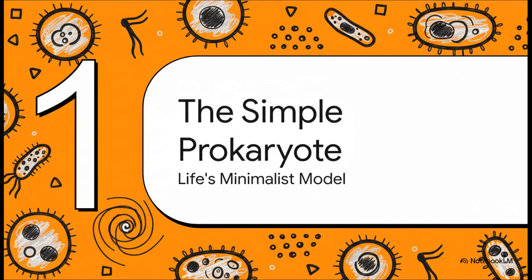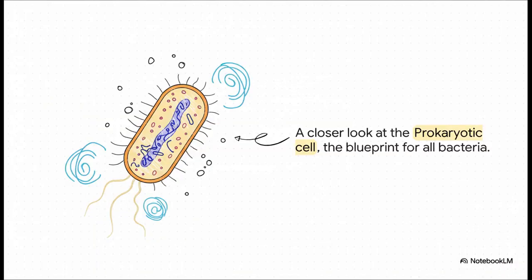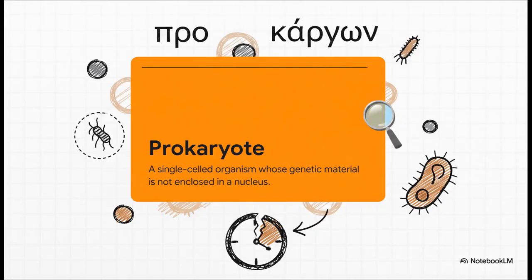Let's start with the first one, the more ancient of the two designs, the prokaryote. A good way to think about this is as life's original minimalist model. Now, what's really wild when you look at this is just how simple it seems. We're looking at the design that has dominated our planet for billions of years. Inside that outer wall, you see that blue squiggly line? That's its genetic material, its DNA, and it's just floating around in there. There's no special container for it or anything.